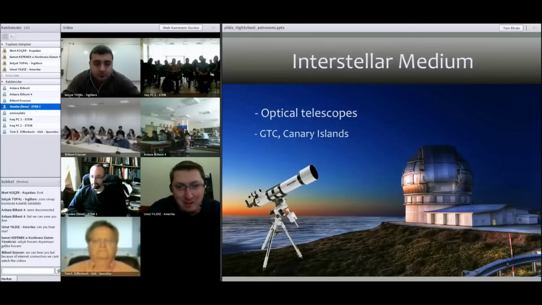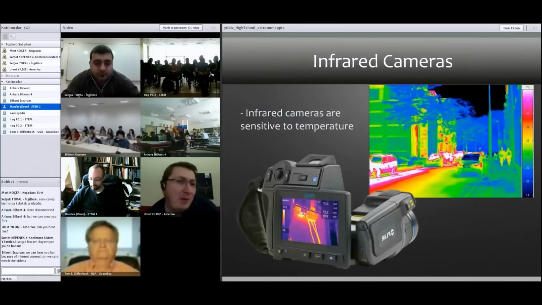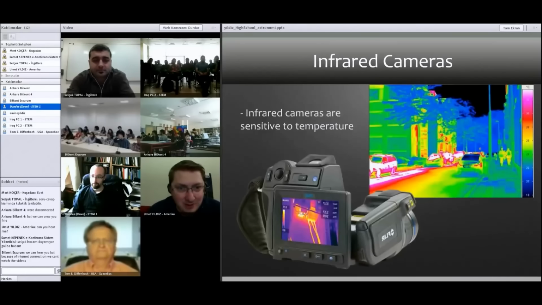But the thing is, we are not only using optical telescopes, we are also using different types of telescopes, and we put different types of instruments on the telescopes. For example, infrareds. Have you ever heard of infrareds? Anybody knows infrared?